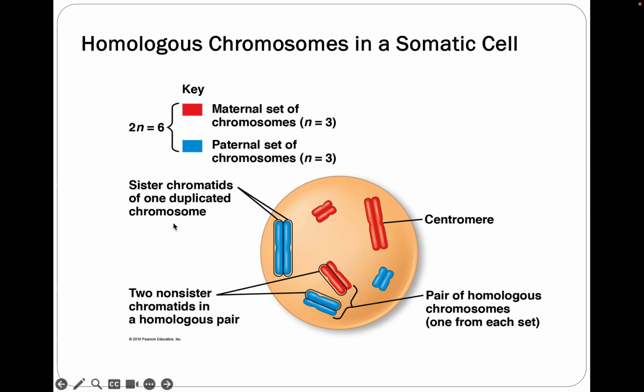Make sure that you understand the difference between homologous chromosomes, meaning chromosome number 1 from mom and chromosome number 1 from dad, to be able to differentiate between those homologous chromosomes here, like red and blue, that are the same size, versus sister chromatids of a single duplicated chromosome. When a cell's getting ready to divide, remember it copies its DNA. So make sure you understand the difference in those vocabulary terms.